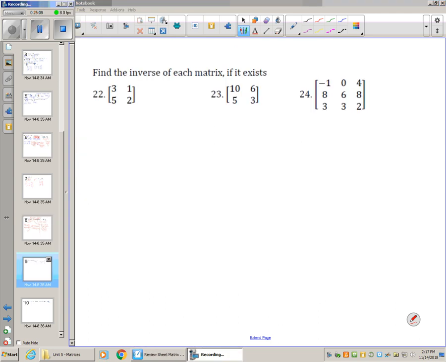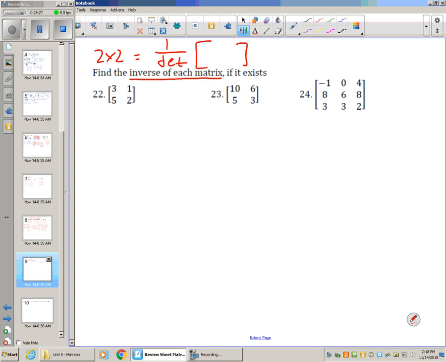All right, let's refresh finding the inverse of a matrix by hand. Remember, we can only do it for a 2 by 2 by hand. In order to do that, it's 1 over whatever the determinant is. That's the part you'll always forget.